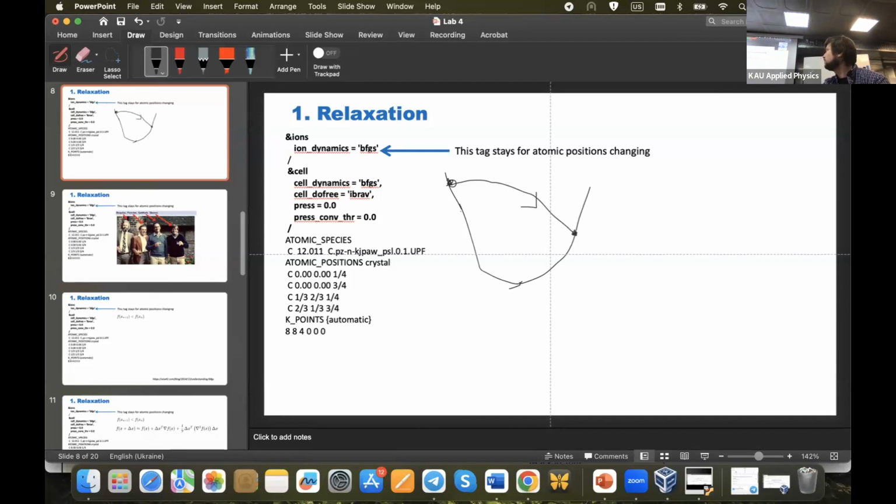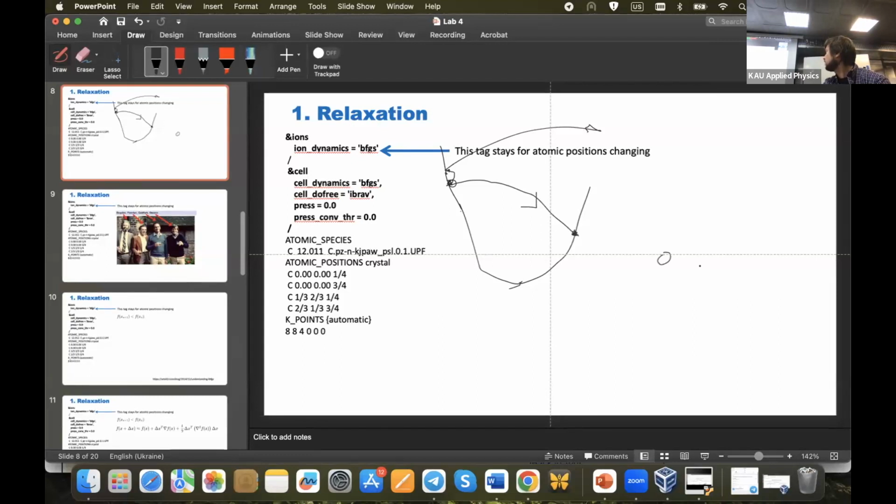All previous moves, which, for example, got us here or here, were not correct because the energy was higher. But in this move, the energy is lower. That's why this specific change of atomic positions or cell lattice was okay. And then it changes in the same way.